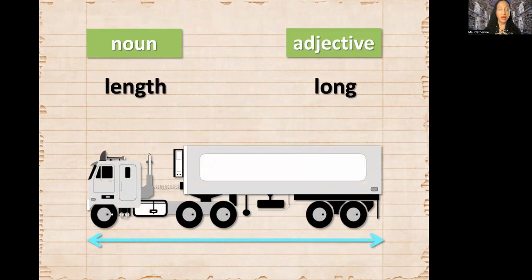Okay, we have length as the noun. This is a tough one to pronounce. Let's try again. Try with me. Length. One more time. Length. The adjective would be long.